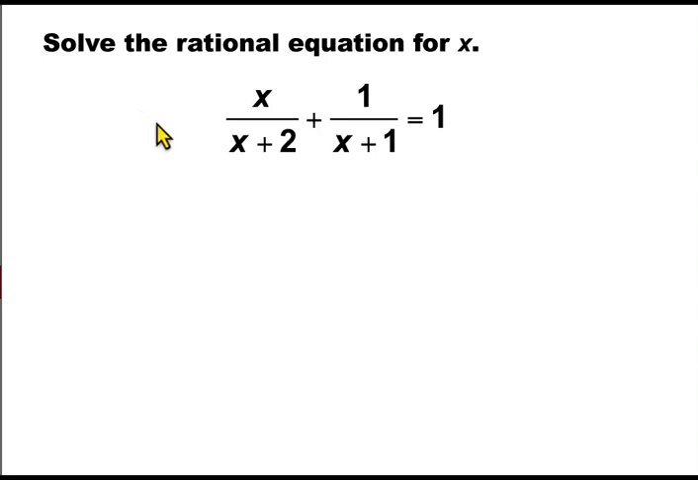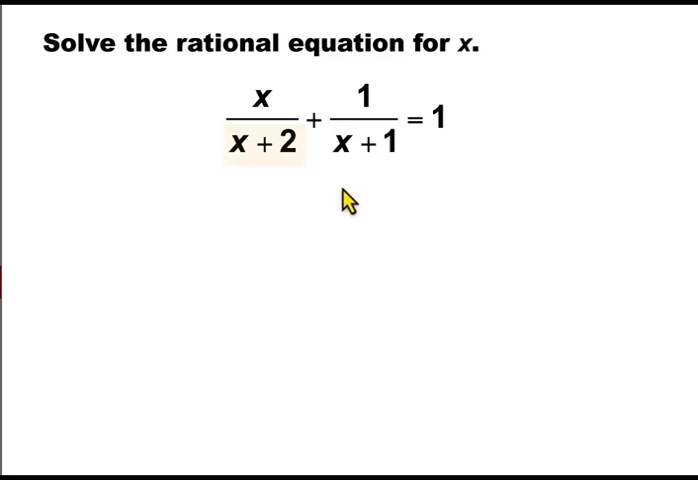Solve the rational equation for x. In this equation, you can see expressions with x in both denominators. In order to solve the equation, you need to remove x from the denominators, combine all the x terms into a single term, and then solve for x.